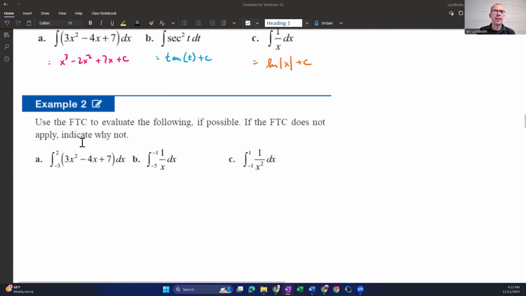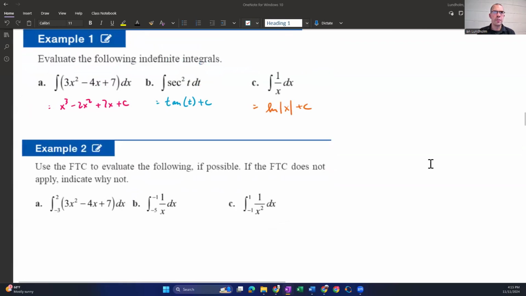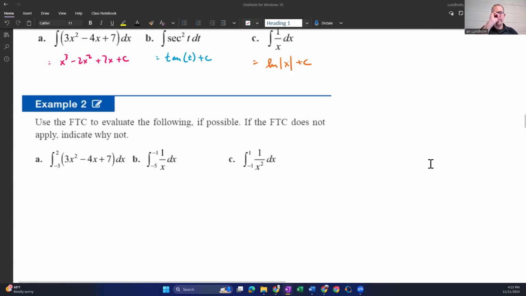Doing these, I think, is a little bit more exciting. So let's use the fundamental theorem of calculus, okay? We're using the fundamental theorem of calculus part 2 here. And the idea would be, okay, we create an antiderivative, x cubed minus 2x squared plus 7x, and we evaluate that at 2 and negative 3. Notice that I'm not bothering to put the plus c in this part. If I did, it would cancel out when we do the subtraction between these two.